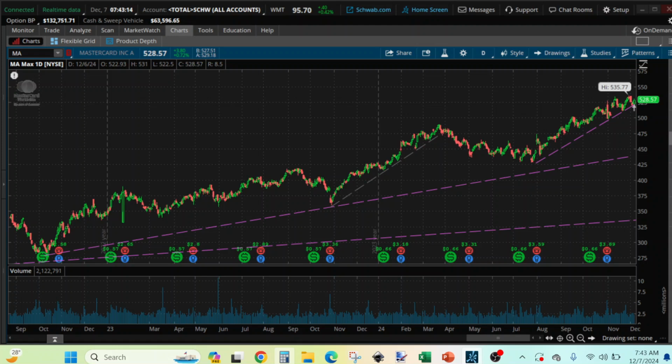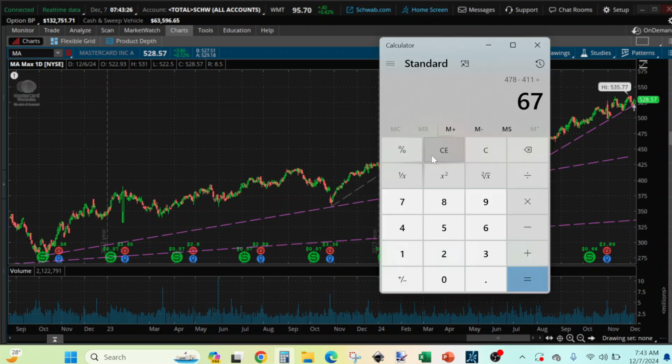478 minus 411 gives you $67 profit if you bought it sometime in December there and sold it in, was it March, you'll have about $67 per share profit. So now to have $1,000 profit, how many shares will you purchase? You can take that 1,000 divided by 67, it will give you about 15 shares to purchase.